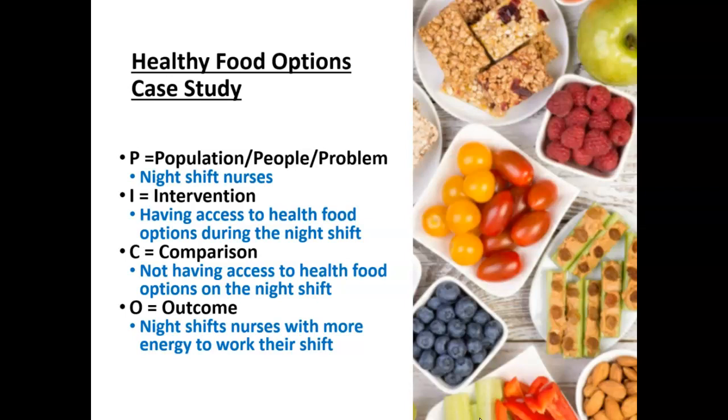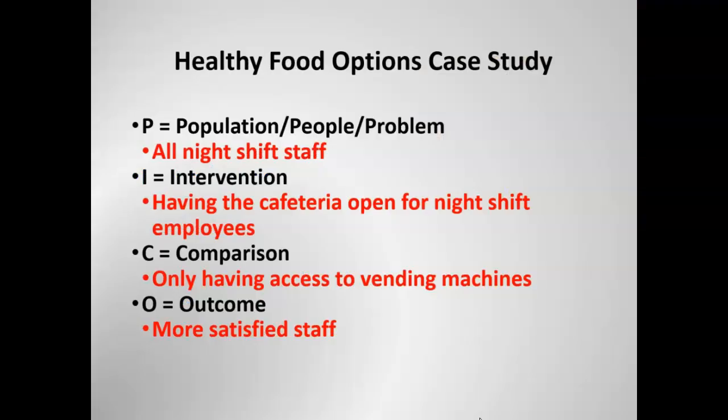Our next case study, the healthy food options. So one option for a PICO question could have been, your population could have been night shift nurses. Intervention could have been having access to healthy food options during the night shift, compared to not having access to healthy food options in the night shift. And the outcome is that night shift nurses will have more energy to work their shift. That's one option.